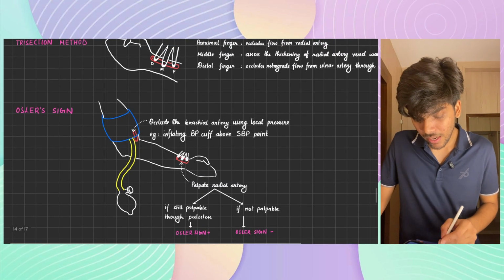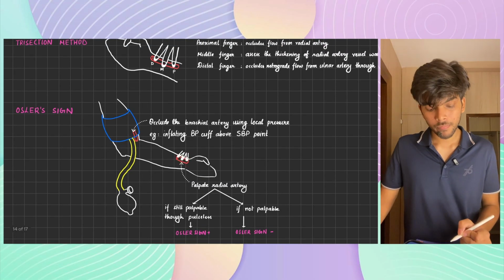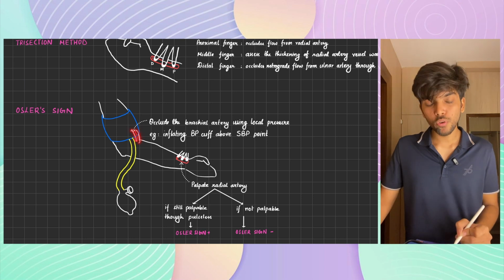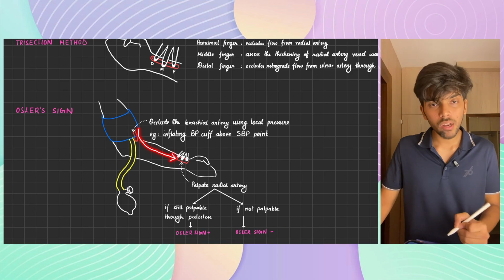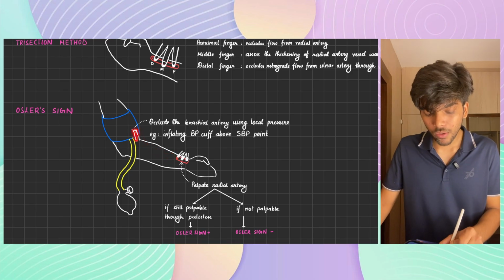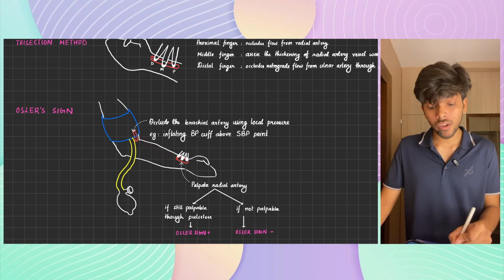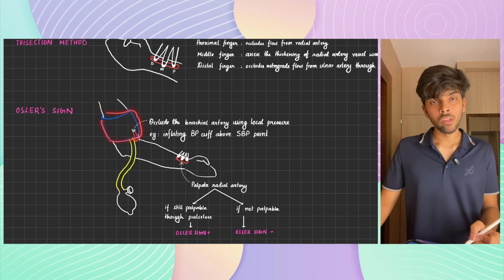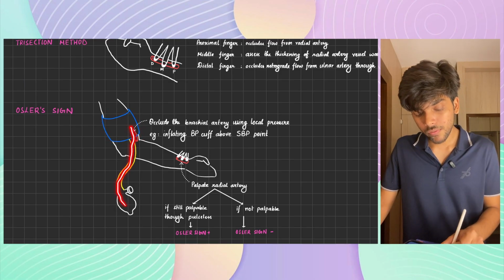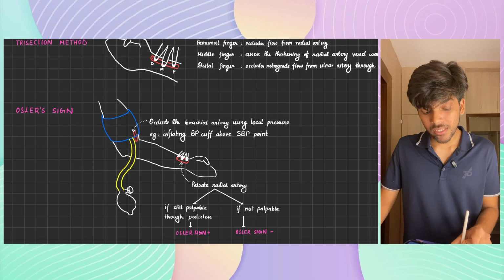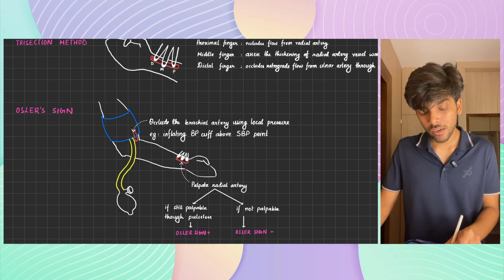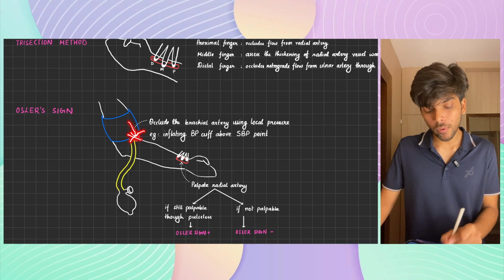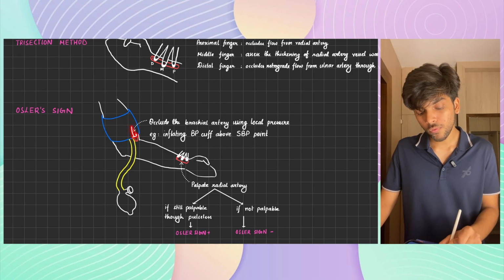So here is the radial artery that you need to palpate. Here is the brachial artery that you need to block to prevent the flow of the pressure wave forward. The occlusion can be done either with the help of the finger, but preferably you use a BP cuff. Then you inflate the BP cuff till when? Till the pressure is more than systolic blood pressure, because beyond systolic blood pressure the pressure wave is blocked. It is no longer going to move forward.